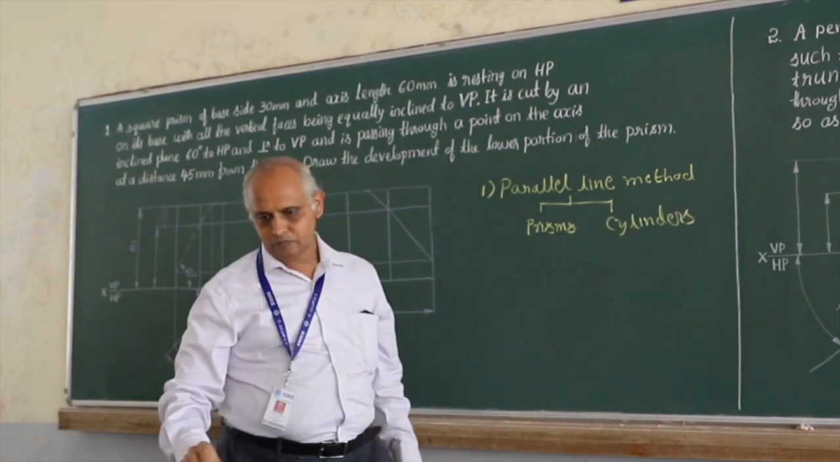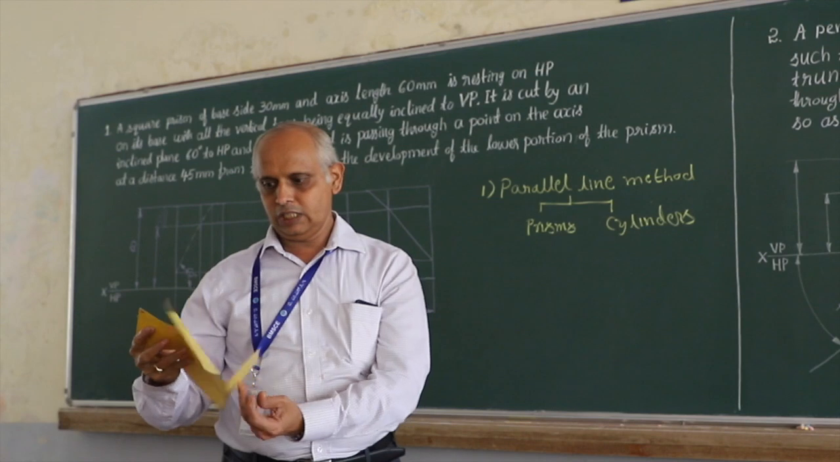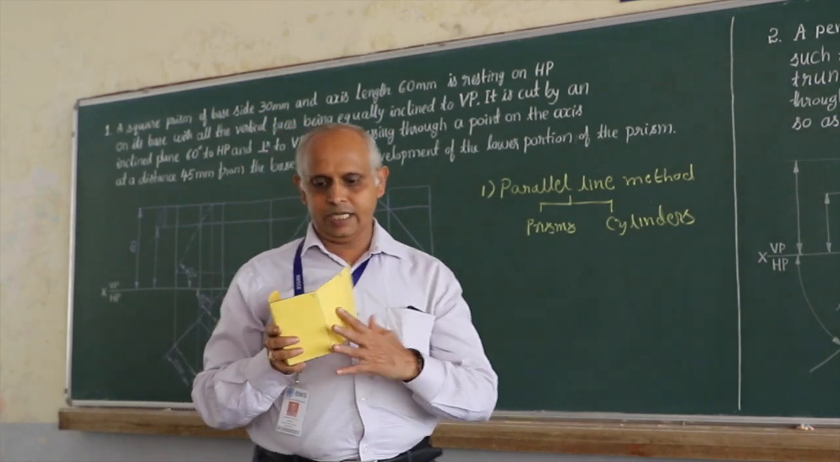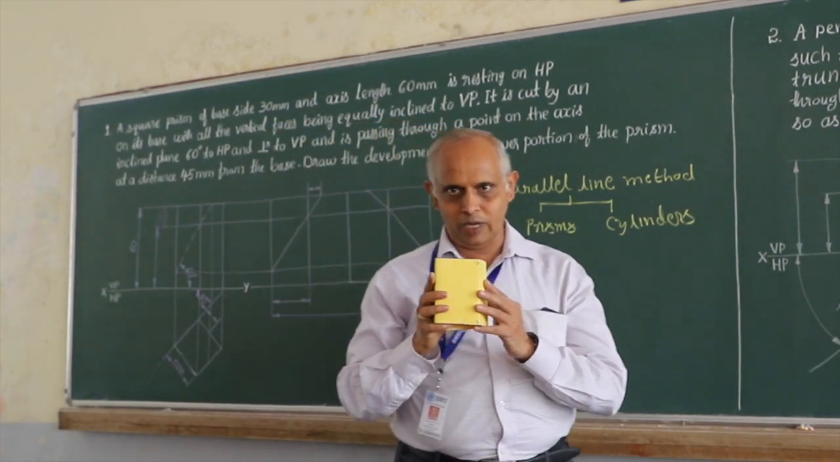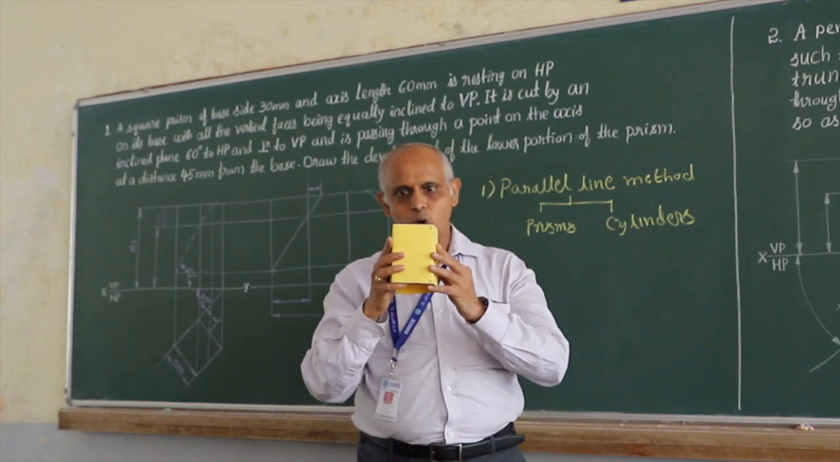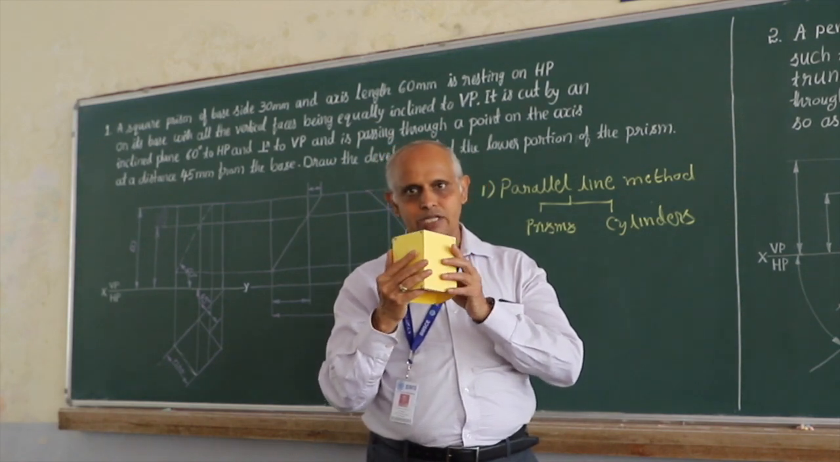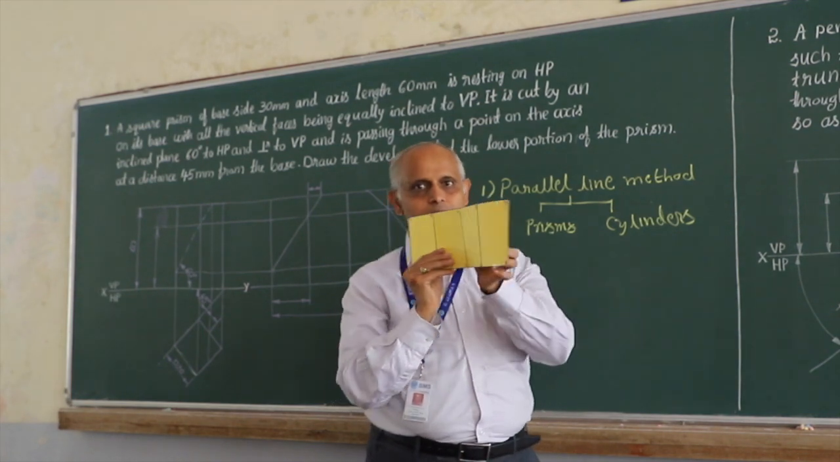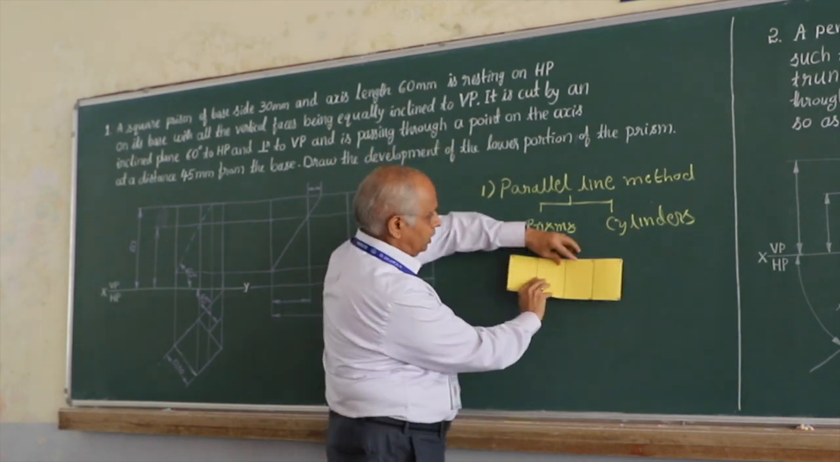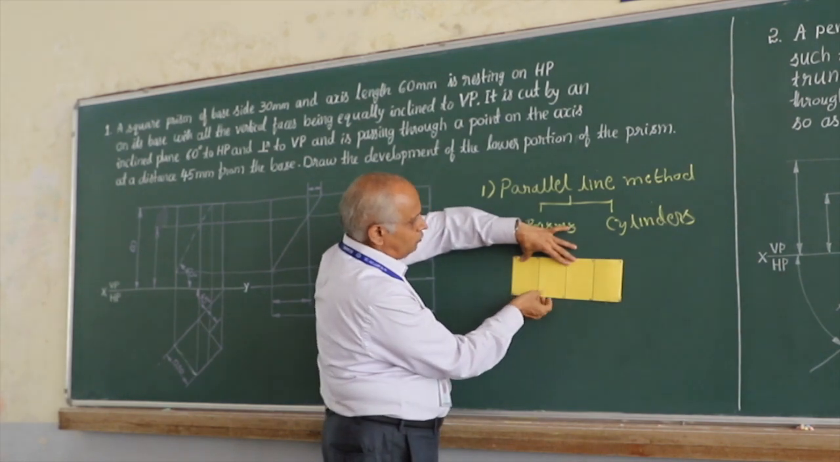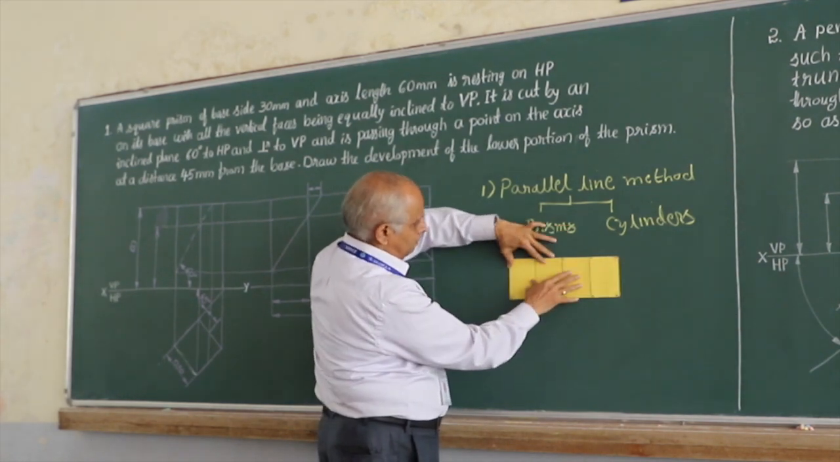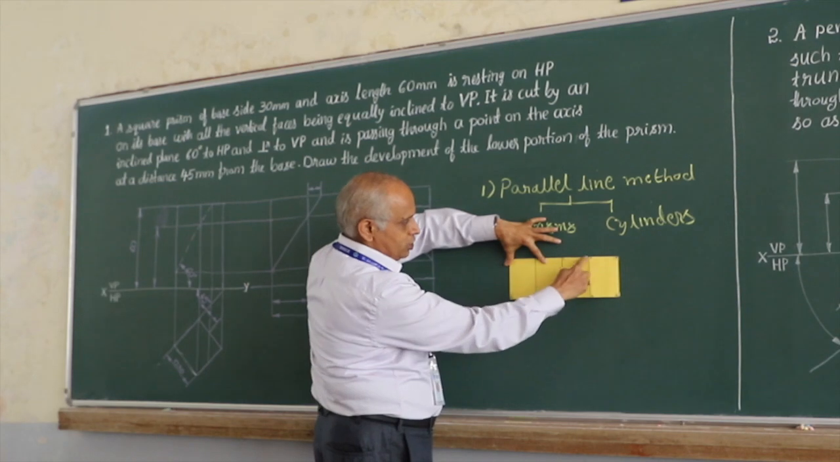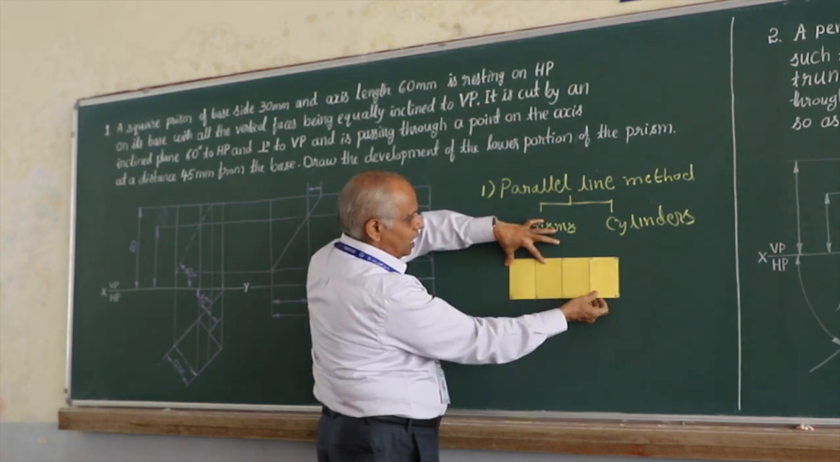For example, if I take the development of the square prism, on opening it out about a particular edge, remember we are going to get this as the development. Here when I do the development, remember all of these folding edges are parallel to each other. Therefore, this is called the parallel line method.